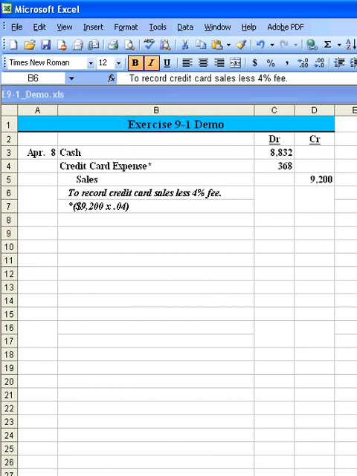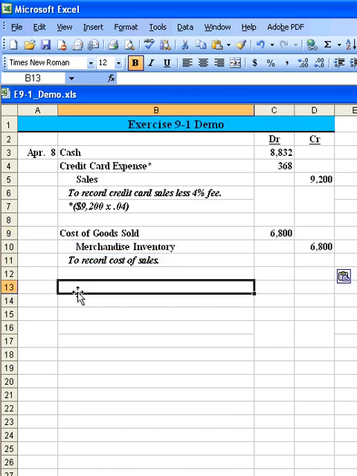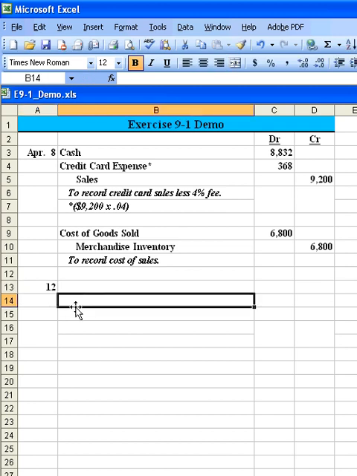Now, on this part of the transaction, this is the part that most students forget to record, which is, with a perpetual system, we need to record the cost of sales on that. And there's the debits and the credits for that transaction. Now let's look at the transaction on April 12th.